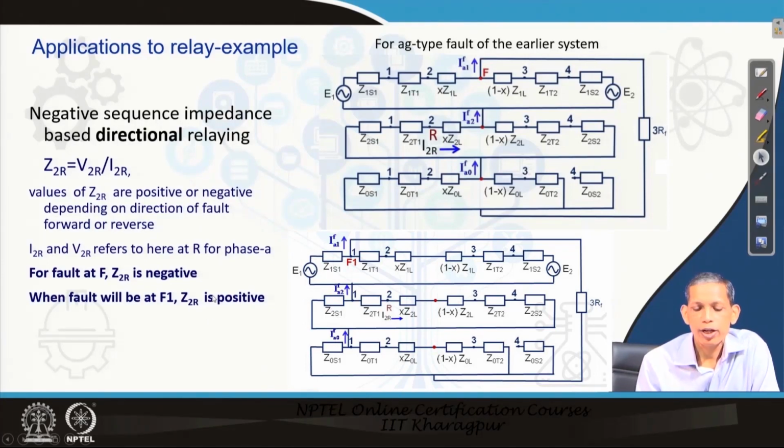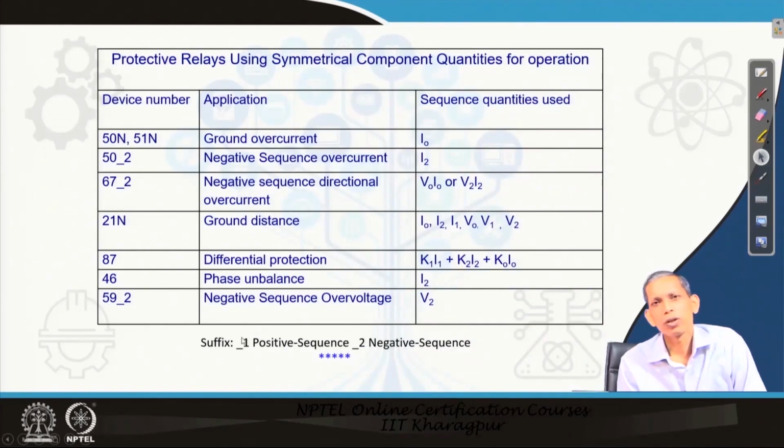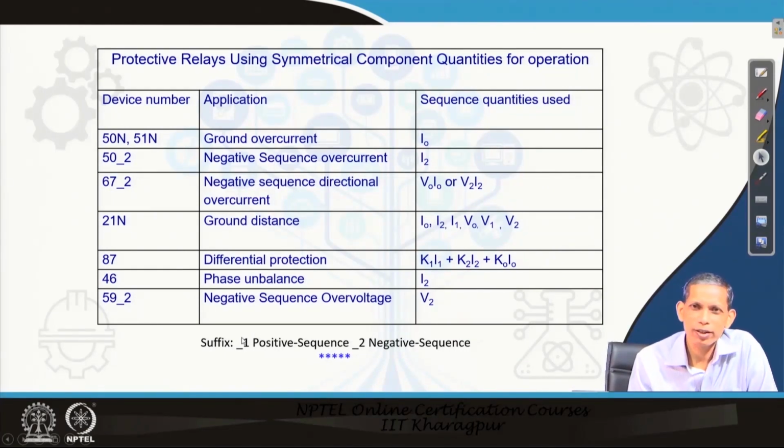So, the negative sequence impedance based relay, which is widely used in network protection, distinguishes faults in the forward and reverse directions by calculating the negative sequence impedance Z2 from the associated voltages and currents. This gives us an idea that there are numerous scopes for the usage of sequence components in the numerical relay perspective.